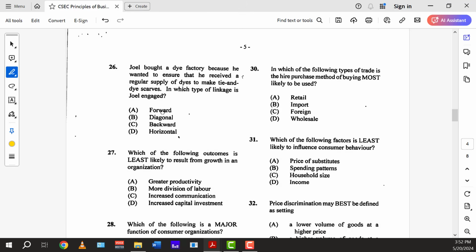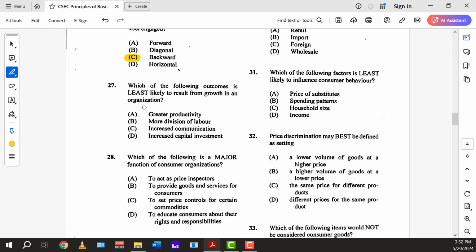26. Joel bought a dye factory because he wanted to ensure that he received a regular supply of dyes to make tie-dye scarves. In which type of linkage is Joel engaged? Forward, diagonal, backward, horizontal? That would be a backward linkage. He's going backwards to ensure that he had the raw materials that he used to produce his stuff.